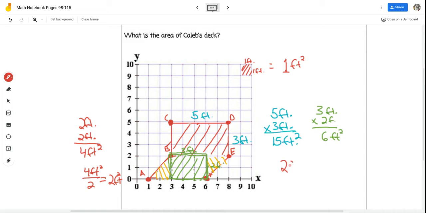Now, where should I write this down? 2 feet squared. And guess what? This is the same amount of space right here. This is also going to be 2 feet squared. Now, let me write that in pen.